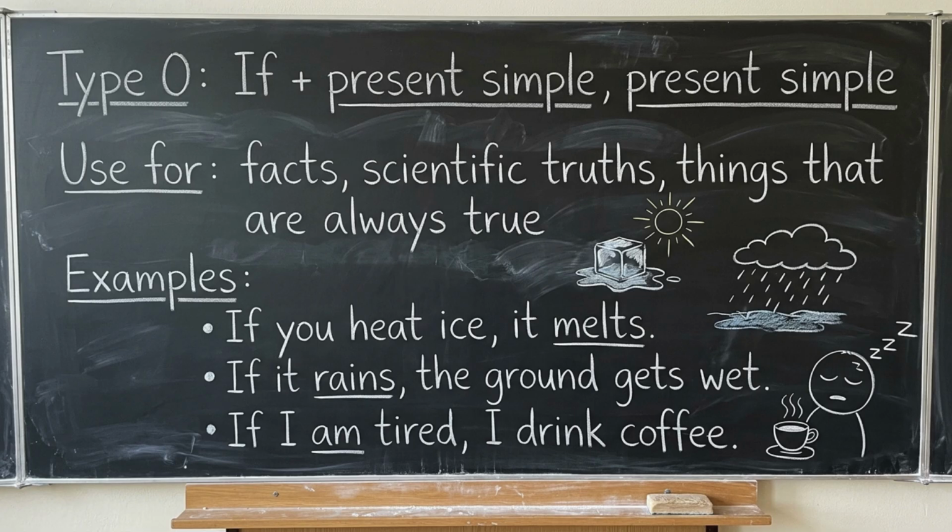Type 0 is for general truths and scientific facts, things that are always true. The formula is if plus present simple, then present simple. For example, if you heat ice, it melts. This is always true. If it rains, the ground gets wet. Always true. If I am tired, I drink coffee. This is a personal habit, but it is always true for that person. Type 0 is very simple. Both clauses use present simple tense.